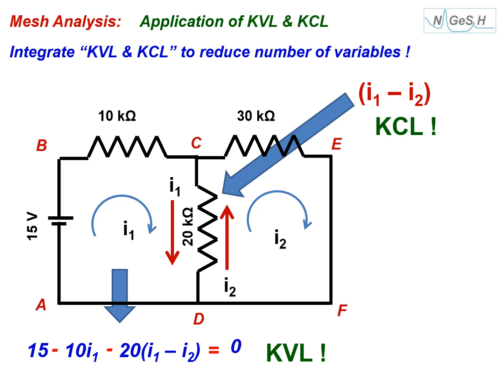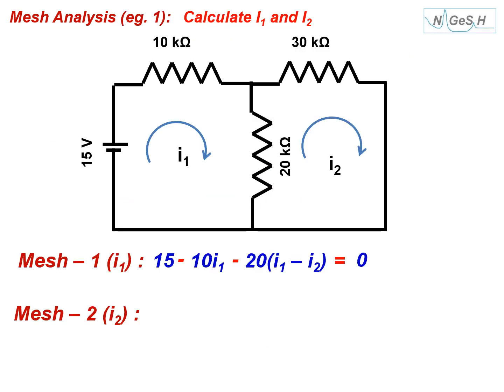I1 minus I2 is equal to 0. This is one equation. Now look at the second mesh. Here we start from here.